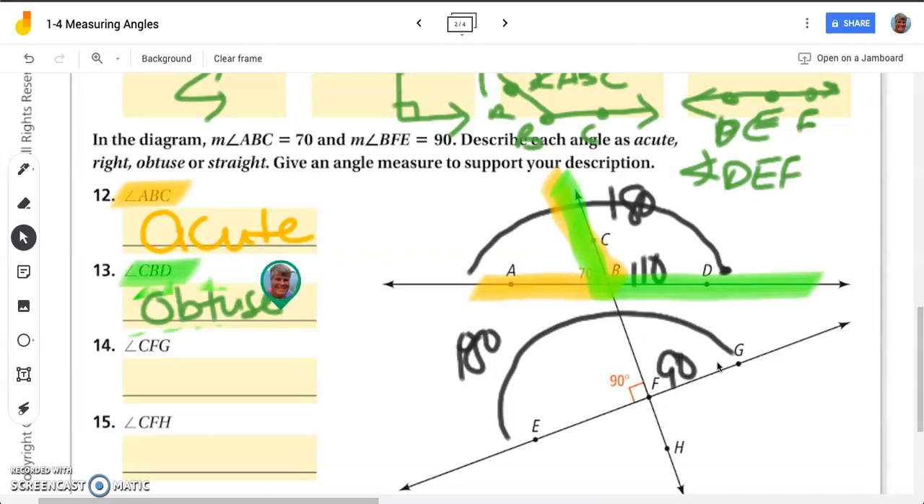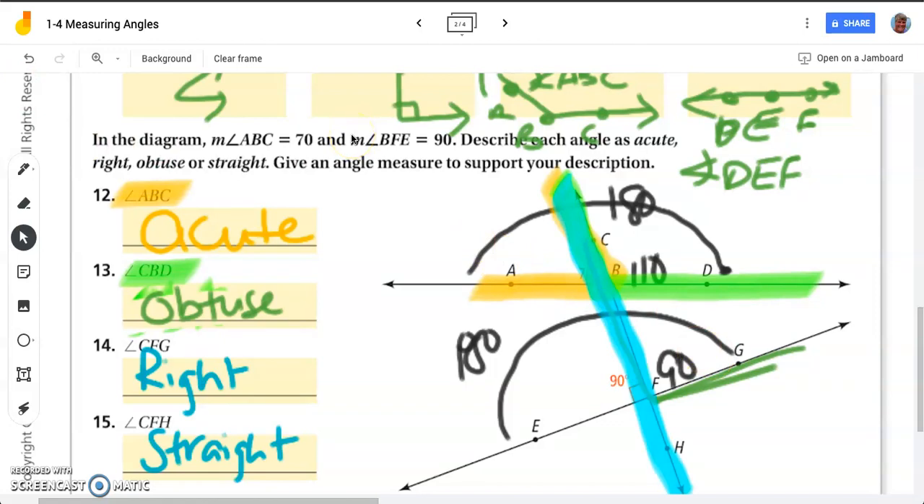And CFG goes here. Which is a right angle. Whoops, didn't want to write. Speaking of right. That was your right angle, and then this one here is your straight angle. Okay? And so that's how we talk about angles.